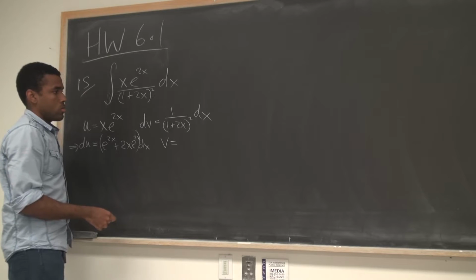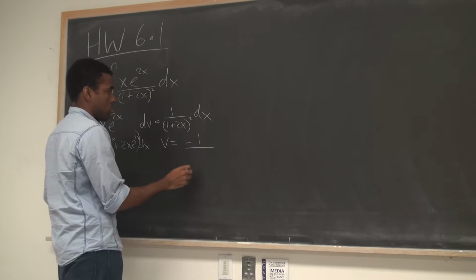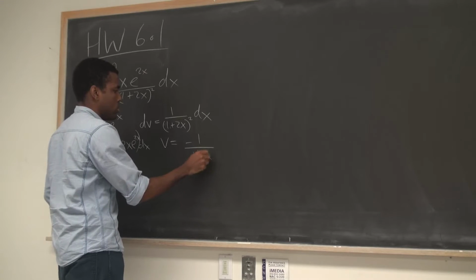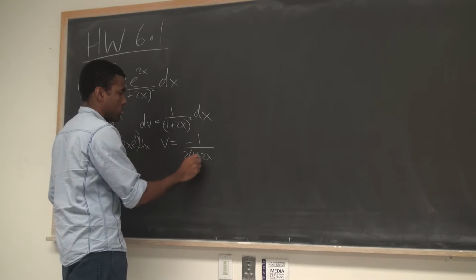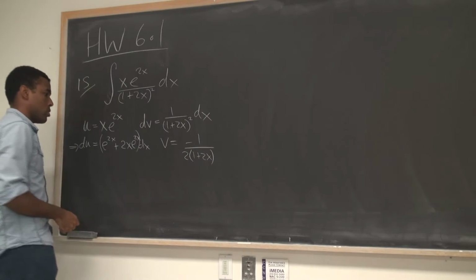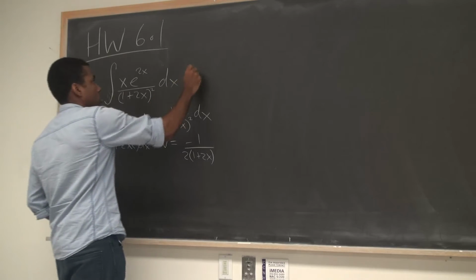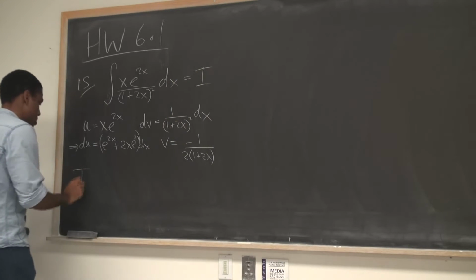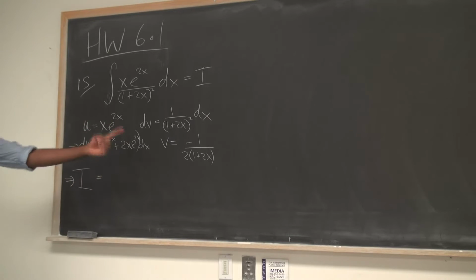Negative 1/2, 1 plus 2x to the what? Negative 1, over 2 times 1 plus 2x. Okay. So now you do the uv minus the integral of v du. And so this I is equal to, all right, by parts, u times v.